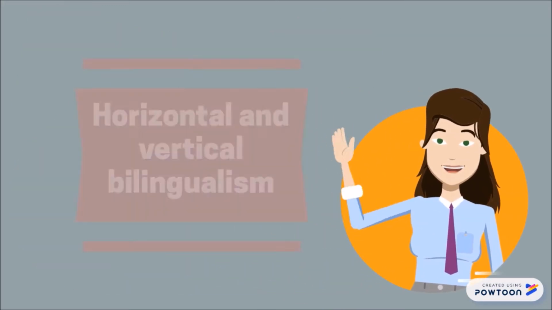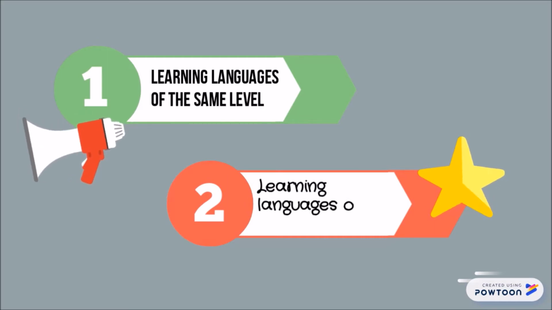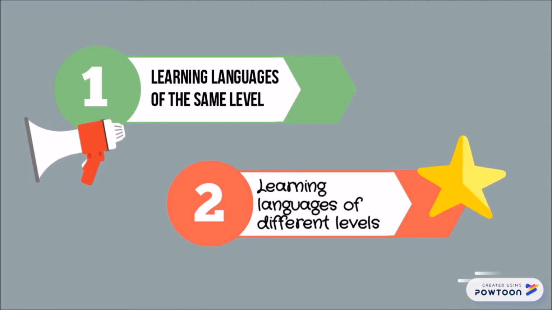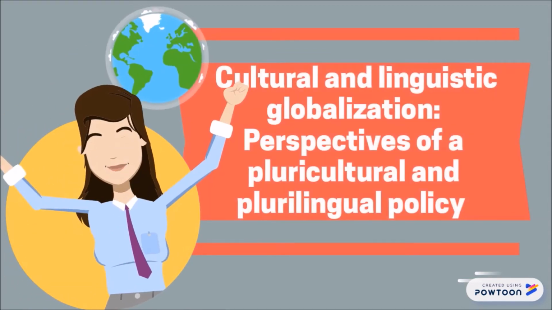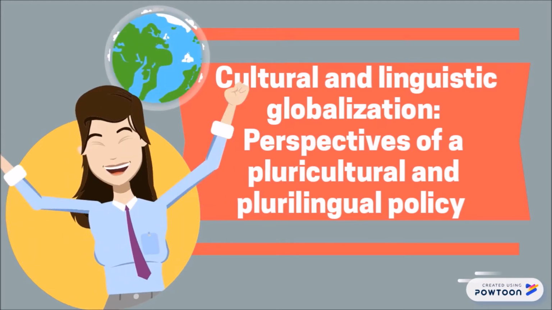Horizontal and vertical bilingualism. Horizontal bilingualism refers to the ability of learning languages of the same level as our own mother language. Meanwhile, vertical bilingualism refers to the ability of learning languages of different levels. Cultural and linguistic globalization, perspective of a pluricultural and plurilingual policy.